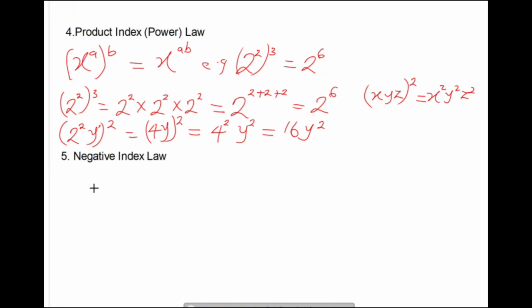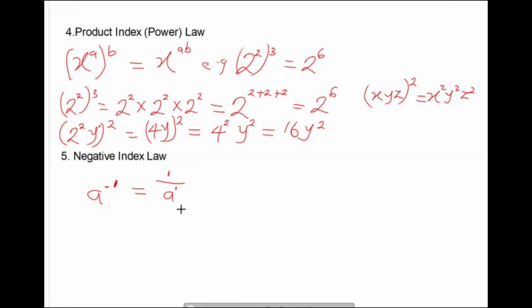Now, let's go to the fifth one. We say negative index law. A negative index law is talking about when the power is negative. That means if I have, let me say, a raised to the power minus 1, that means when the power is negative, a raised to the power minus 1 means 1 divided by a raised to the power of 1.